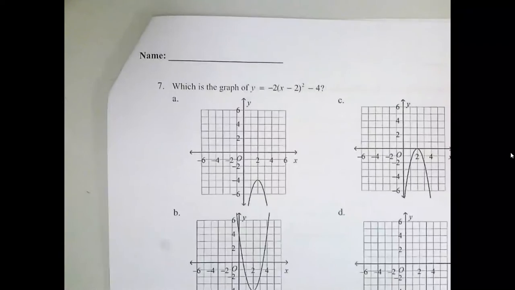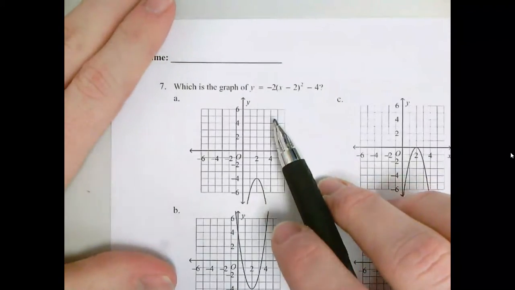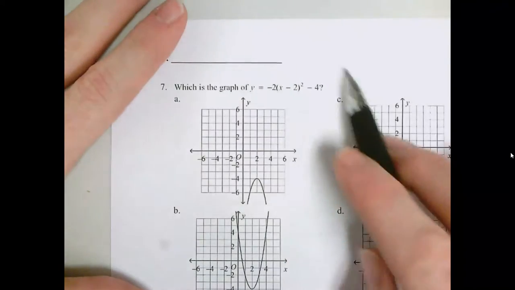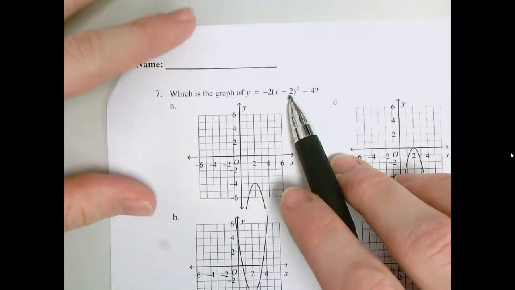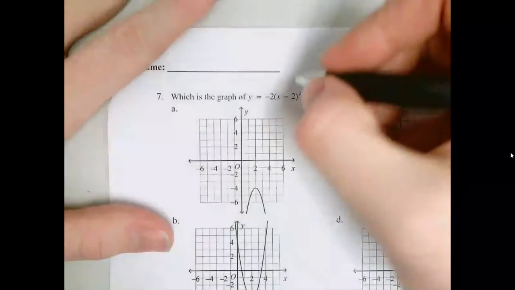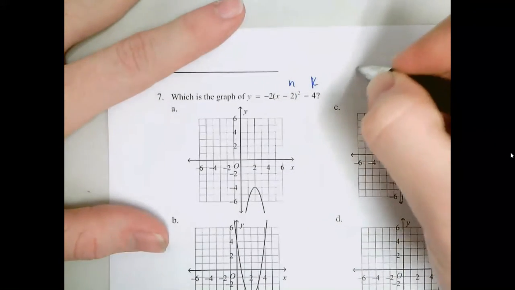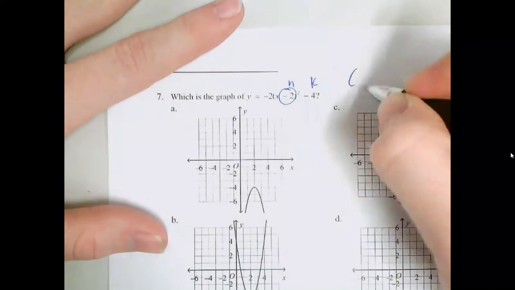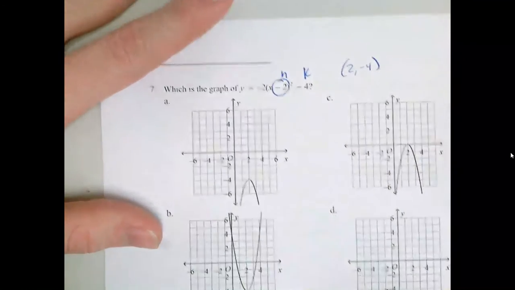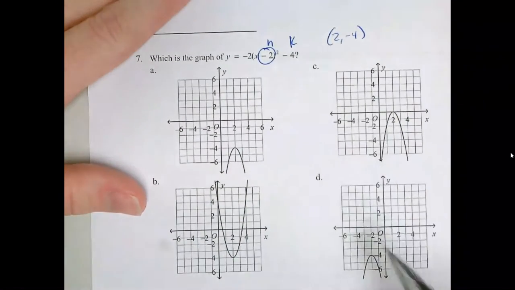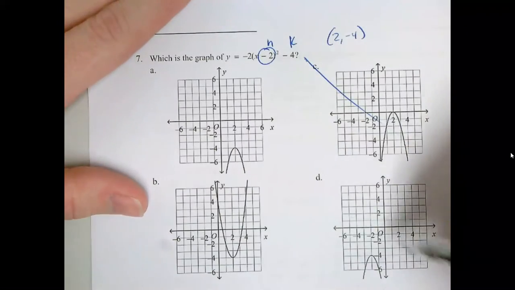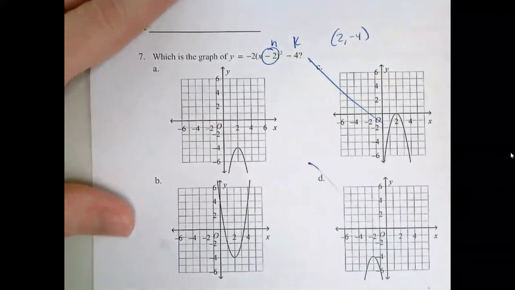Number 7, which graph would represent this equation? You could just type that into y equals, or if you want to do it the old-fashioned way, you could say this is H and K. So you always got to flip this sign. 2, -4 would be my vertex. So you figure out which answer has that vertex, which means you can eliminate C and you can eliminate D.